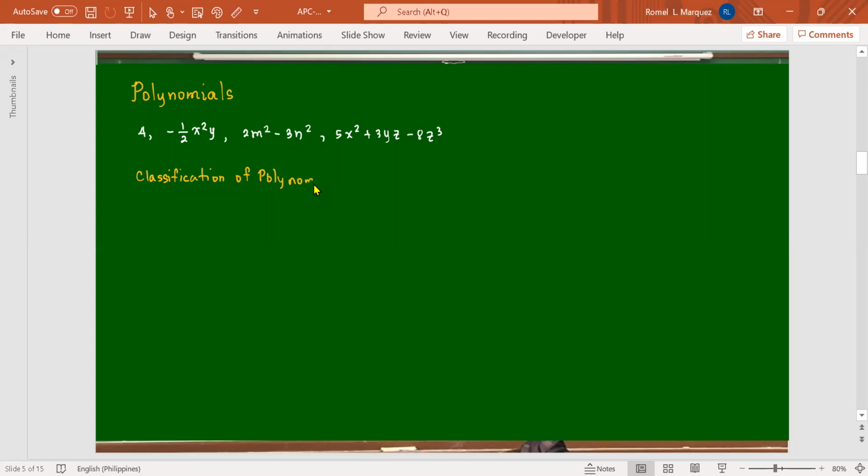What are those polynomials as to number of terms? Binomial, trinomial. May mga special name pag konti lang ang terms, no? We have monomial. Ang monomial ba polynomial, guys? Yes po. Binomial. Trinomial.